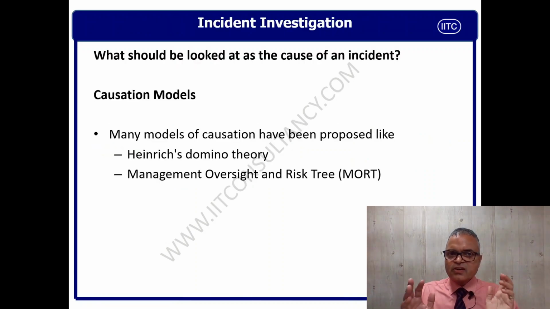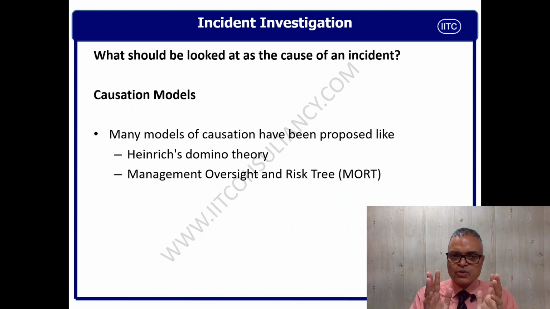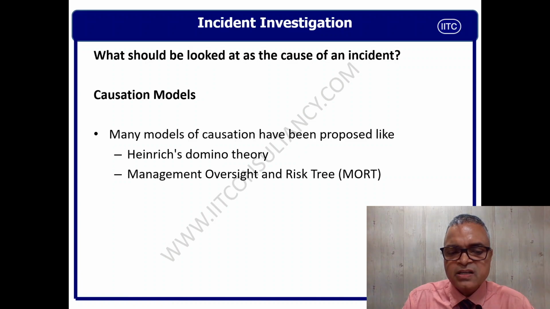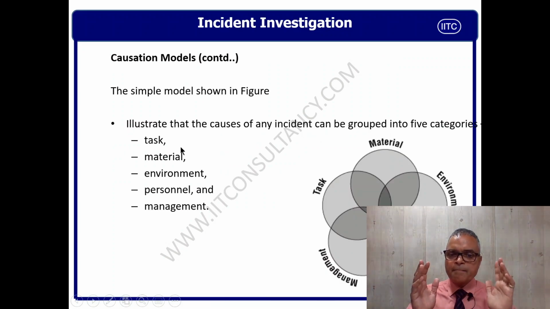Guys, now we need to understand what should be looked at when you are identifying the cause of an accident. Basically, there are various causation models, and we are going to see the Heinrich domino theory as well as the management oversight and risk tree. These are different methods of incident investigation. We will see them in the following slides very quickly so that you can clarify your doubts. In case of any question, please put your query in the comment section so that we can come back to you. Guys, this is the simple model shown in the figure on the right below.